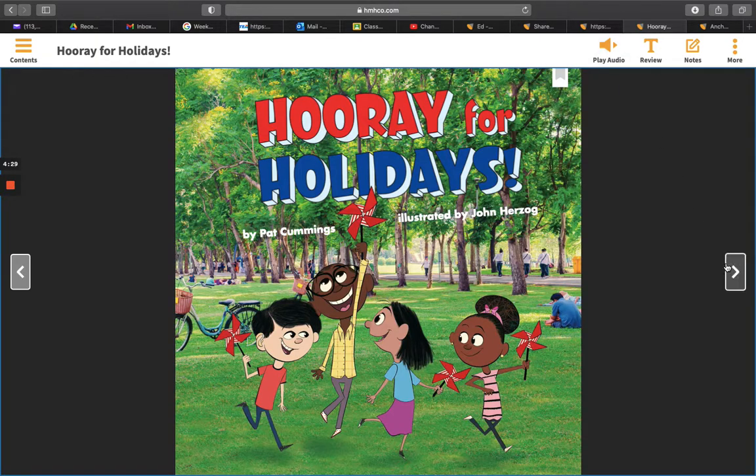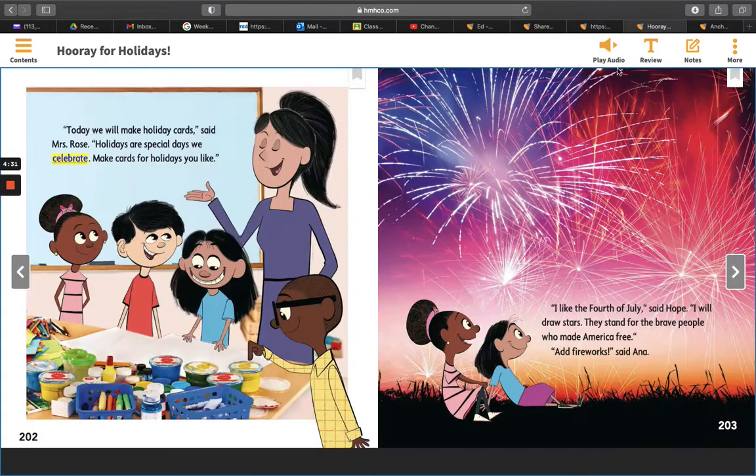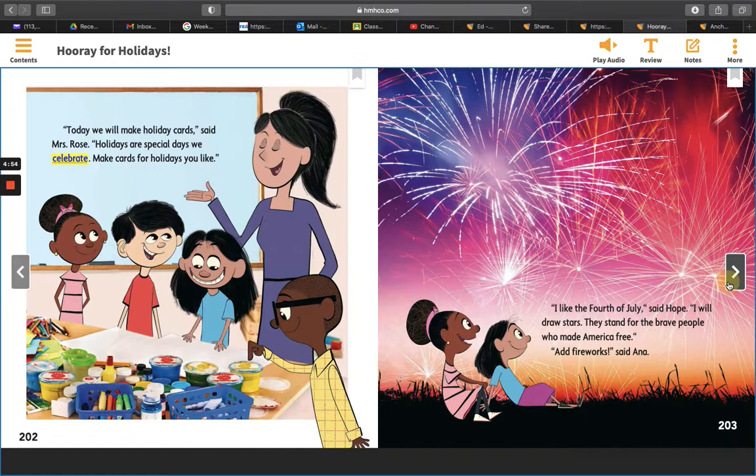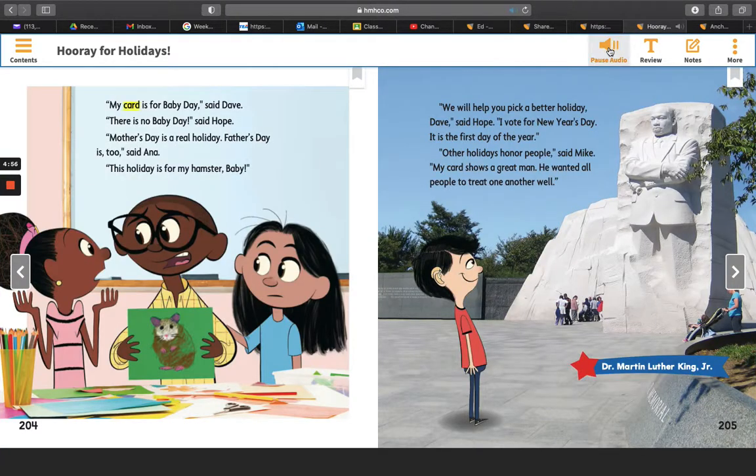Hooray for Holidays by Pat Cummings. Today we will make holiday cards, said Mrs. Rose. Holidays are special days we celebrate. Make cards for holidays you like. I like the 4th of July, said Hope. I will draw stars. They stand for the brave people who made America free. Add fireworks, said Anna. My card is for Baby Day, said Dave. There is no baby day, said Hope. Mother's Day is a real holiday. Father's Day is too, said Anna.